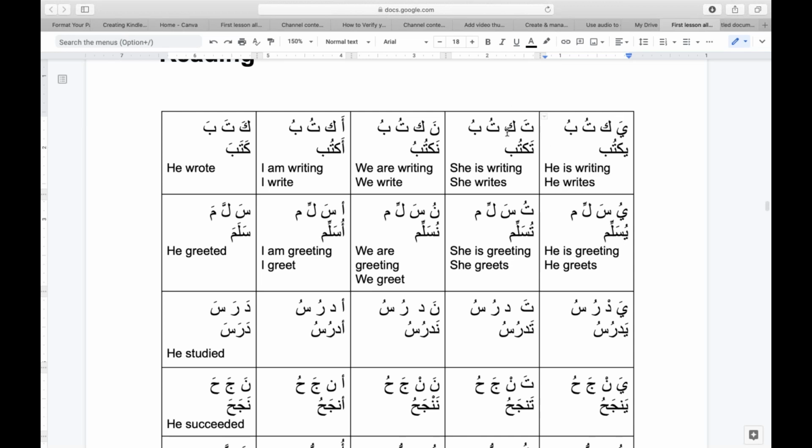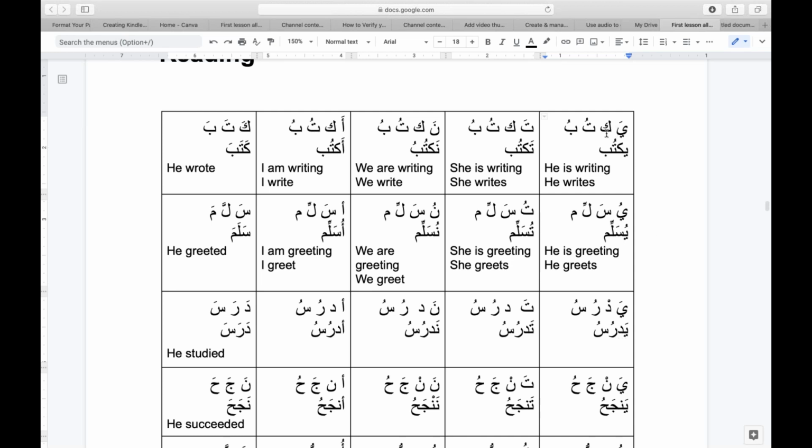Taktubu. She is writing. Naktubu. Aktubu. And if that will help you, say this.